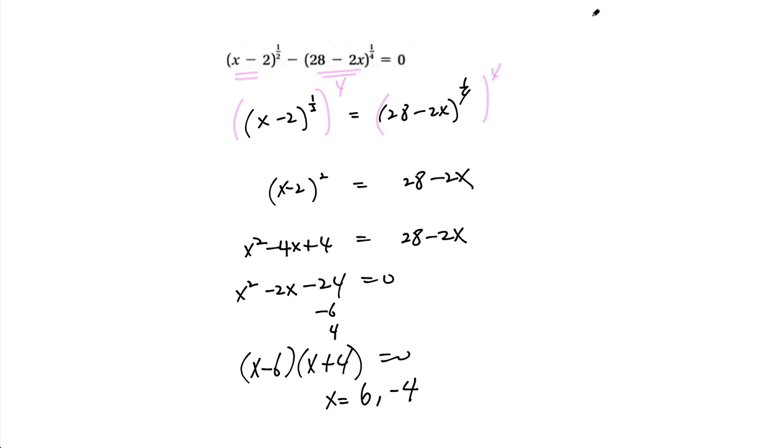Okay, so if you plug in x equals 6 in here, you get 4 to the power of half, 28 minus 12 to the power of 1 over 4. That's 2 minus, right? This is 2 squared. This is 16, so that's 2. So 6 works. Negative 4, if you try to plug in negative 4 in here, you get negative 6. You cannot square root a negative value. Okay, that's an imaginary number. So this is an extraneous root.